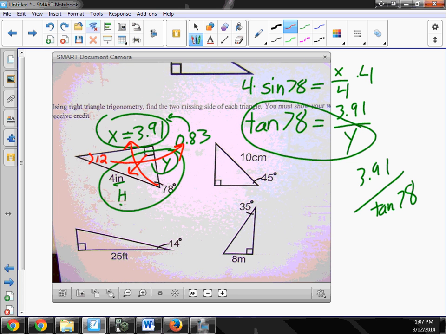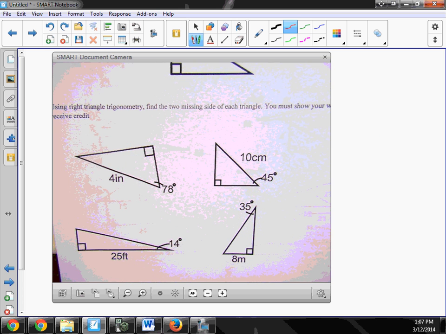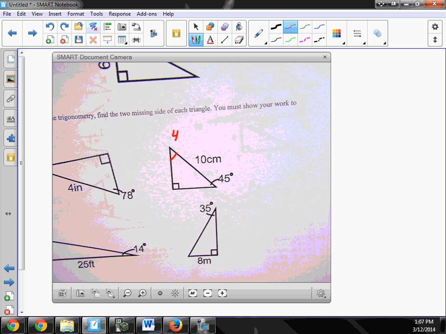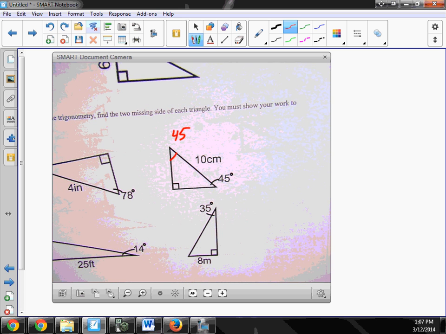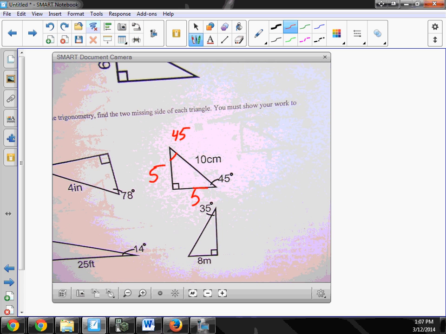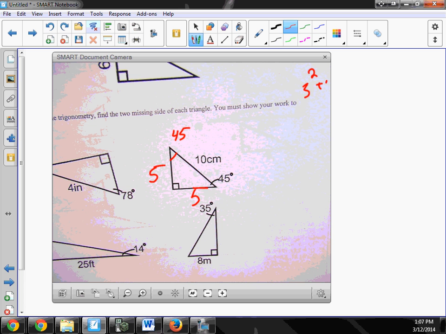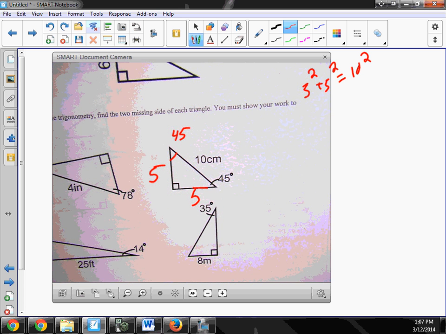Okay, so if we look at the next one, if Connor's right, so if this is 45 degrees, then that is also 45 degrees. And those two angles are equal, which means these two sides are equal. And if the ratio of the angles is equal to the ratio of the sides, what would the side lengths be? 5 and 5. Is that true? Well, is 5 squared plus 5 squared equal to 10 squared? Not even close, right? 25 plus 25 is 50.